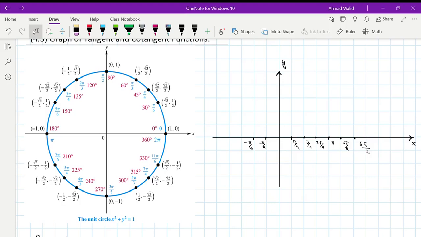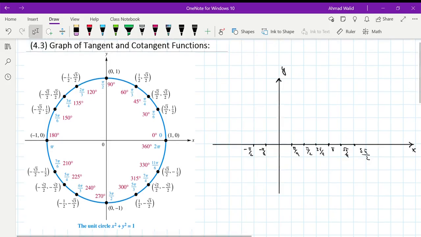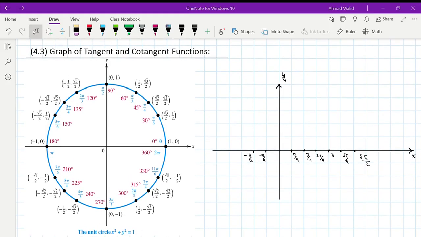Hello all, let's start section 4.3. In 4.3, let's talk about the graph of tangent and cotangent function, their normal graph. After that, it's a kind of short lecture, and after this we will talk about transformation of tangent and cotangent.